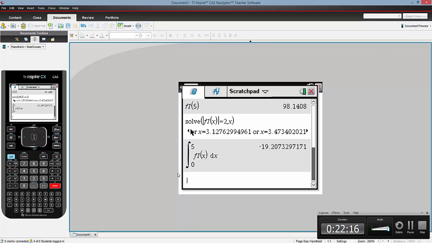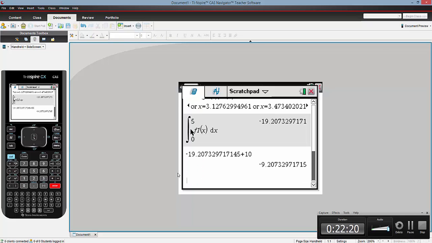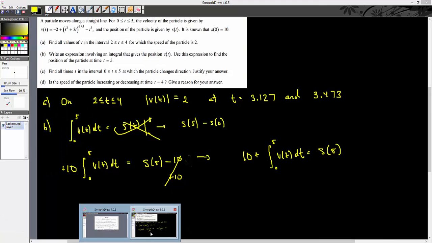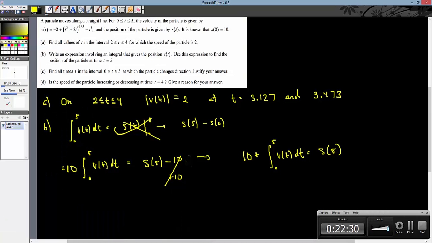But remember, that was before I added 10 to it. So I'm going to add 10 now, and really what I'm going to get is my position is negative 9.207. So that's what I'm going to write in. You would say s of 5 is equal to negative 9.207. And that's it. Okay, let's keep going.